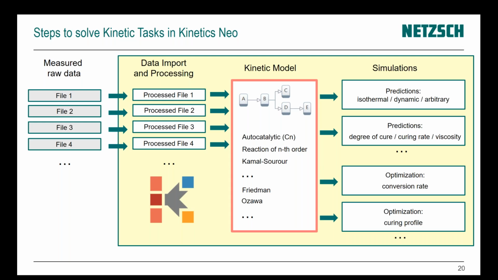If our model, for example an autocatalytic model, the Kamal-Sourour equation, or the Friedman-Ozawa model, it doesn't matter, can describe the behavior of our curing system at different temperature conditions, then we can take this model and simulate new, user-defined temperature conditions. For example, different isothermal conditions, different dynamic conditions, different heating rates or a complex temperature program. We can predict the degree of cure, the reaction rate or curing rate, and the viscosity value. We can also optimize the conversion rate and curing profile.